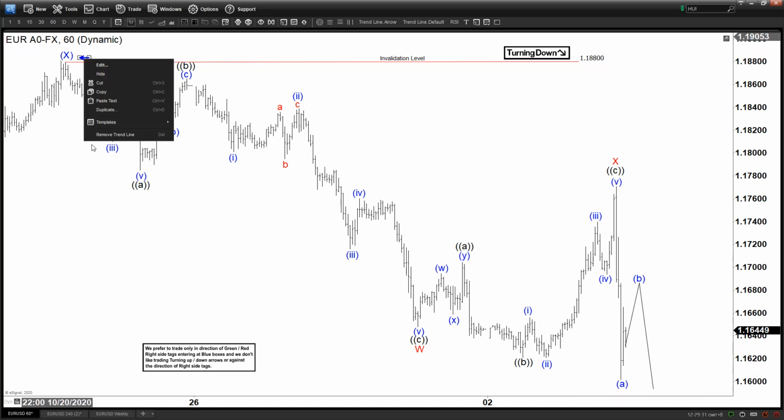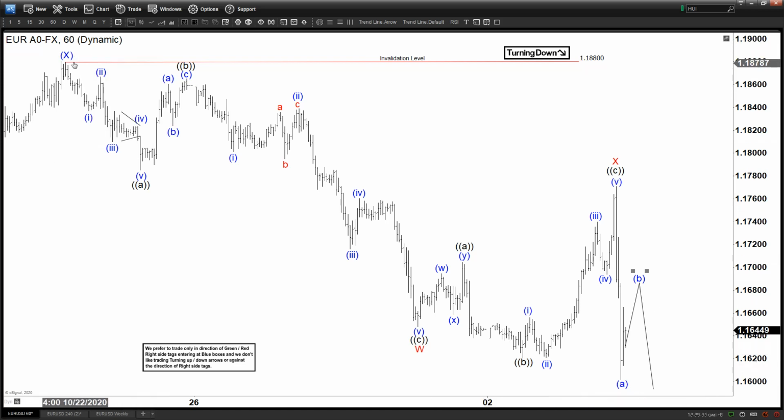So we got this W as a zigzag ABC in the black or minor degree, and then the X is in the form of an expanded flat, ABC expanded flat. Then we have resumed on the downside again. So now as long as we stay below this X here, 117.70, we could see more downside in the euro dollar in the shorter cycle.